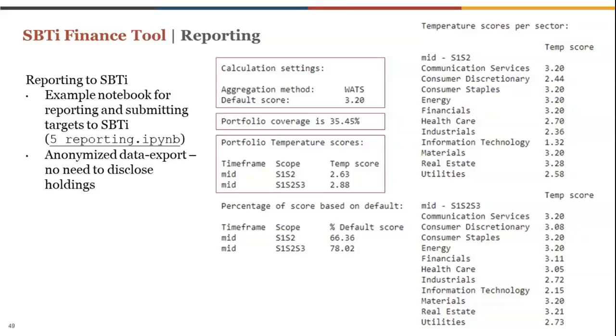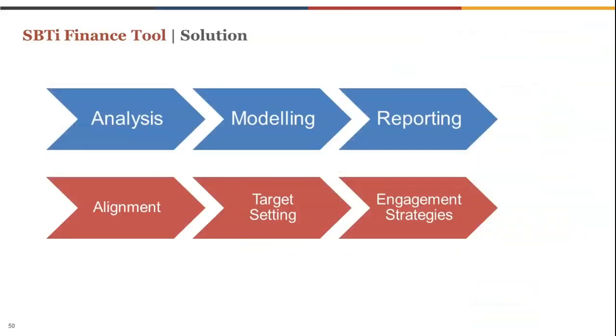and hopefully we can approve your target after that. So as you can see, the SBTi Finance tool for temperature scoring and portfolio coverage is providing analysis, modeling and reporting to make sure that you can measure your alignment, set your targets and devise your engagement strategies to achieve the Paris Agreement, obviously, and reduce the climate impact of your investment portfolios.